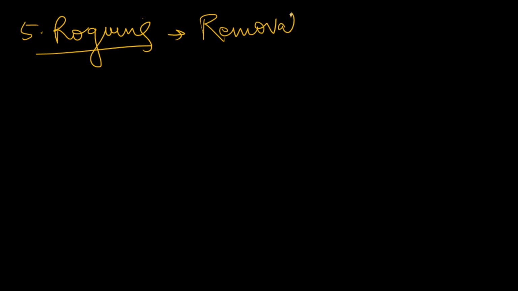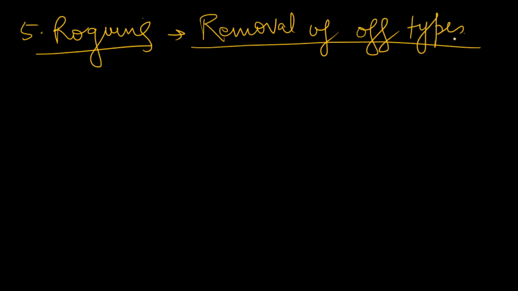Next, we can do rogueing, that is removal of off types. Any kind of unwanted plants can reduce the genetic purity of our main plant, so rogueing is to remove those plants. Any diseased plants, any kind of weeds, all these things can be removed where rogueing needs to be done. We can also do gene bank storage.